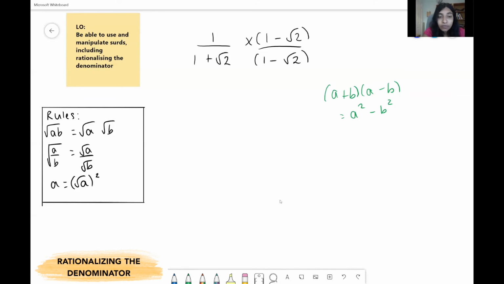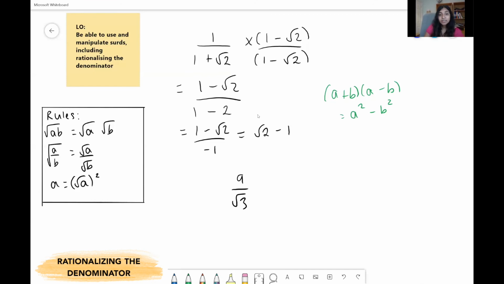So then you can simplify this further. The top would just be 1 minus root 2, and then the bottom would just be 1, and then minus 2 plus root 2 would just cancel out, and then you just have minus root 2 squared, and going back to this rule here, that's just 2, 1 minus 2. So then the whole expression is 1 minus root 2 over minus 1, which you can also write as root 2 minus 1.